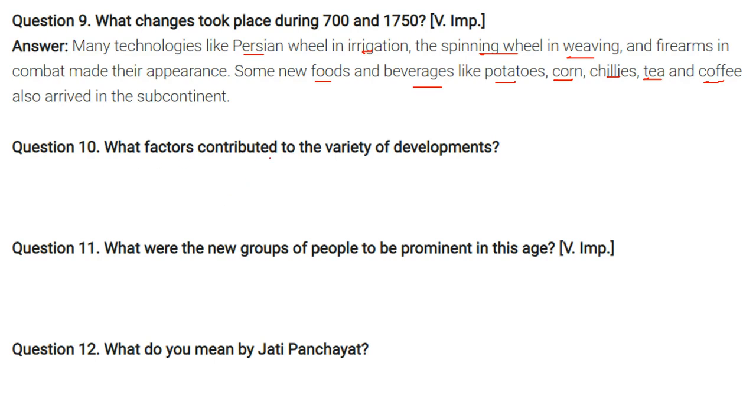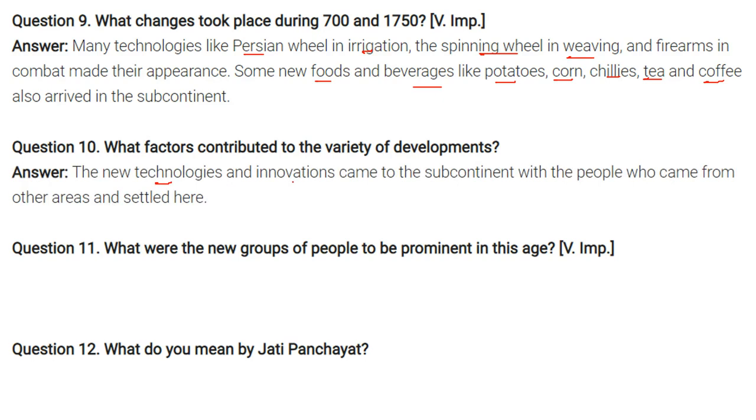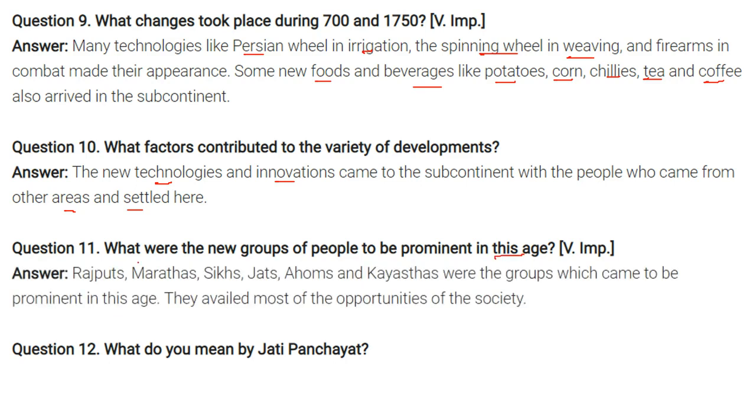What factors contributed to the variety of developments? So the new technologies and innovations came to the subcontinent with the people who came from other areas and settled here. What were the new groups of people to be prominent in this age? So the Rajputs, the Marathas, Sikhs, Jats, Ahoms, Kayasthas, these were the groups which came to be very prominent in this age, and they availed most of the opportunities of the society.